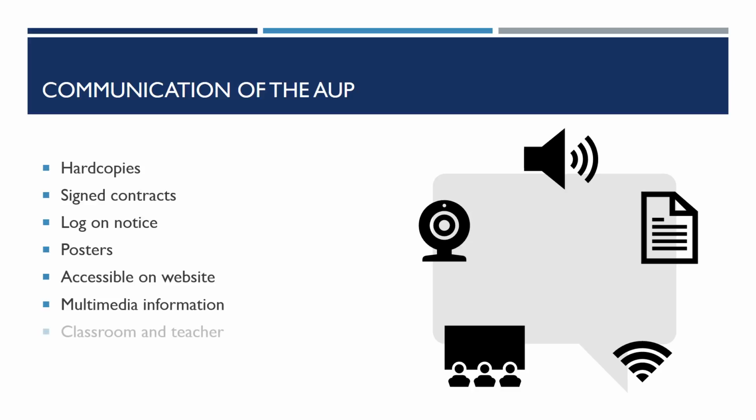Perhaps the most effective method of communicating the acceptable use policy is in the classroom. Teachers should be aware of the do's and don'ts when it comes to student technology usage. They are capable of quickly communicating the ideals of the acceptable use policy to students directly and should do so whenever technology is being used.